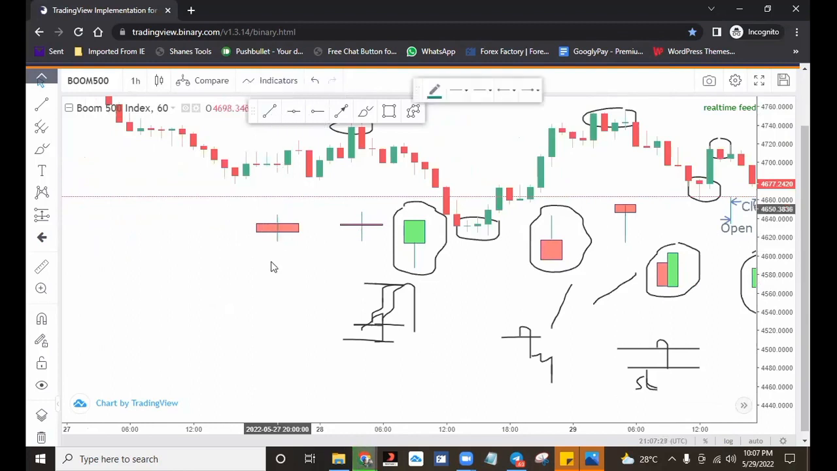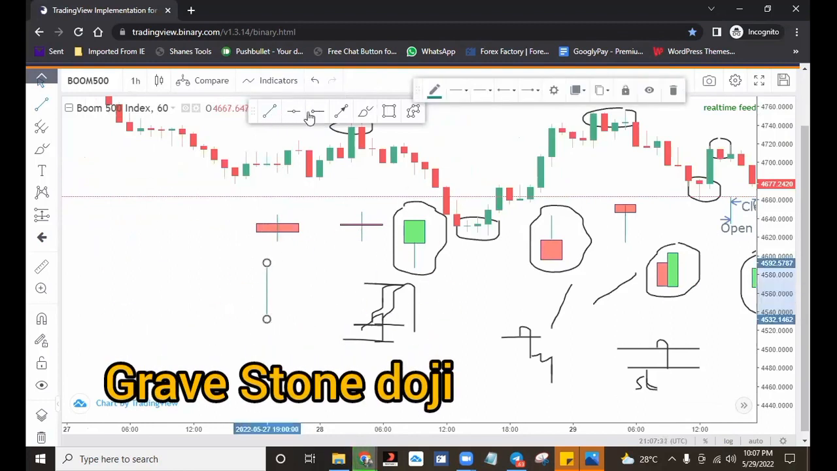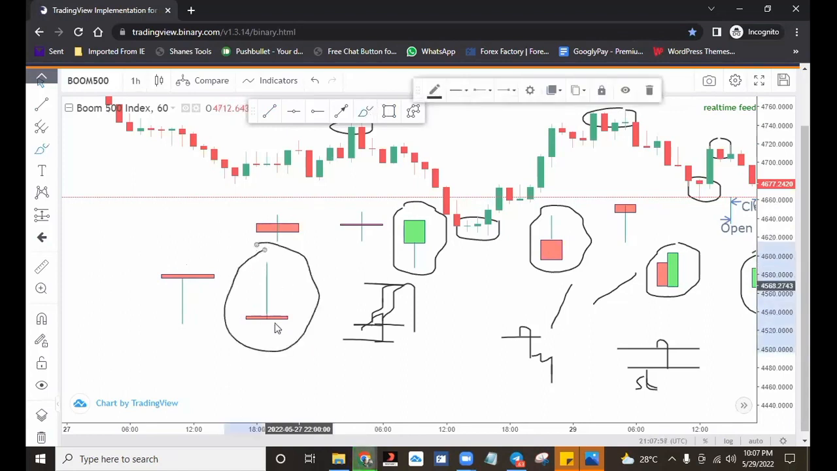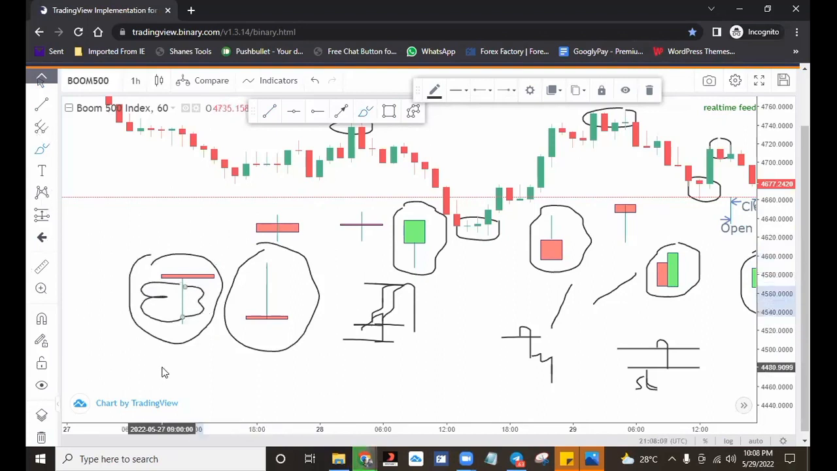There is also another one called the gravestone doji. This is how it looks. And there is another one called the dragonfly doji, and this is how it looks. It has a very long wick and a small head. This one has a long wick and a small bottom, and this is called a gravestone doji. Why is this called a dragonfly doji? Everybody should know what a dragonfly is, that thing that looks like this. It has a wing. That's why it's called a dragonfly doji.